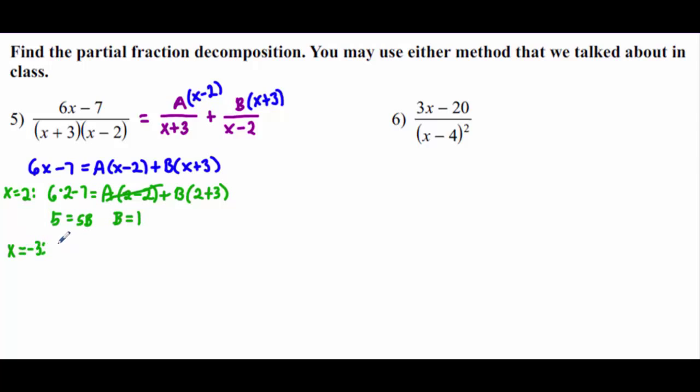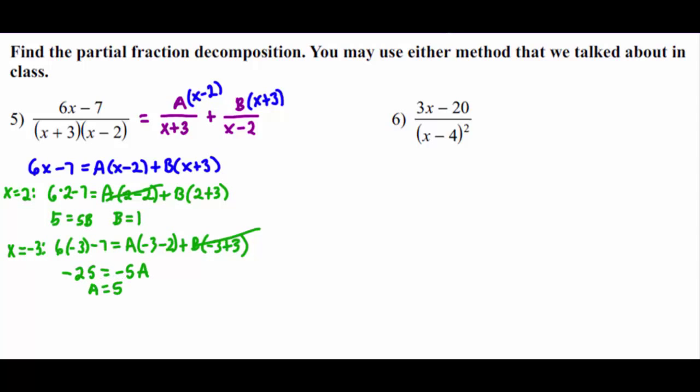So 6 times -3 minus 7 equals a times negative 3 minus 2 plus b times negative 3 plus 3. So this time the b cancels, and we have negative 18 minus 7, which is negative 25. Negative 5a, divide both sides, and you get a is 5.